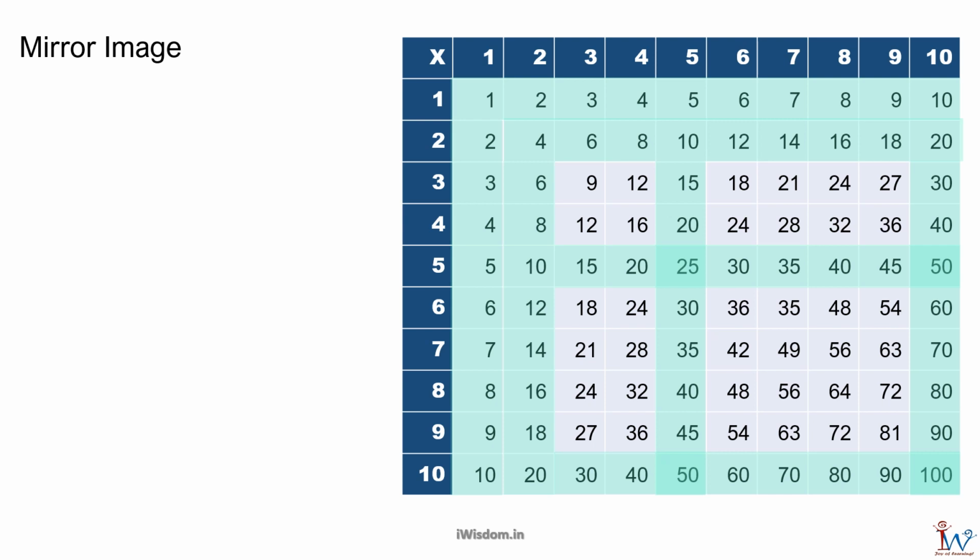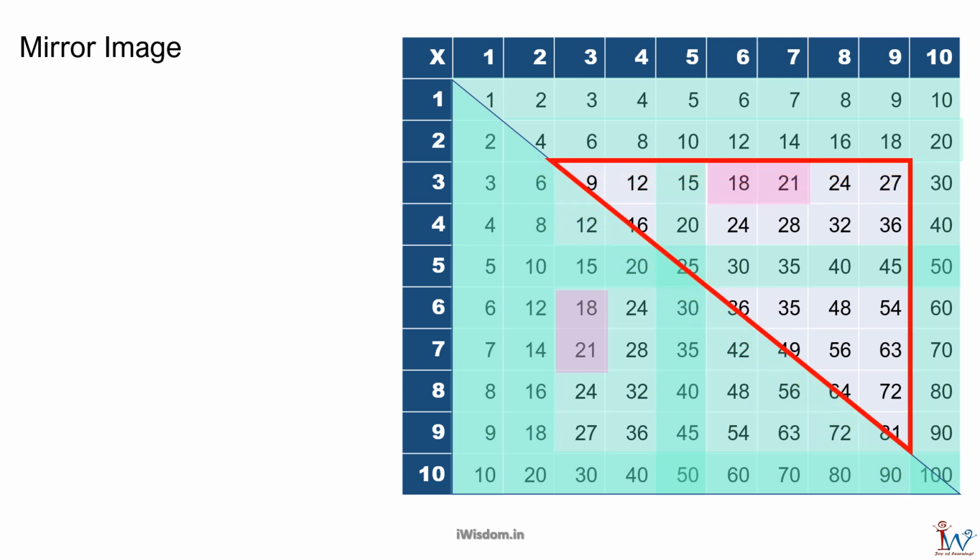As we have learnt, exchanging rows with columns and columns with rows will not change the multiplication result. 6 times 3 is 18, and 3 times 6 is also 18. Similarly, 7 times 3 is equal to 3 times 7, which is 21. So if you divide the table diagonally in half, they are mirror images. Then, you are left with just 21 numbers that you must remember.